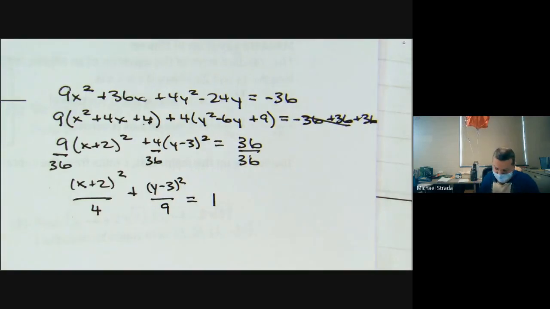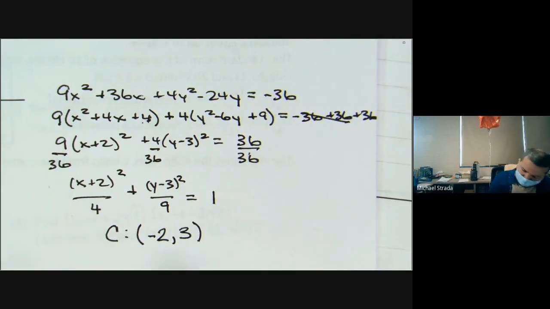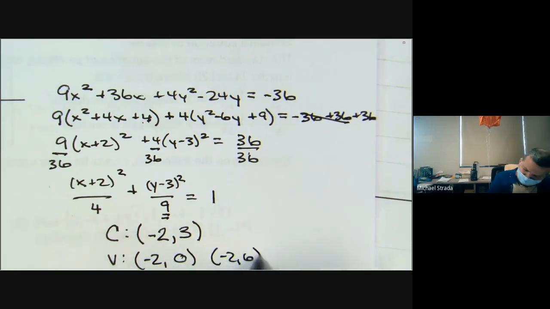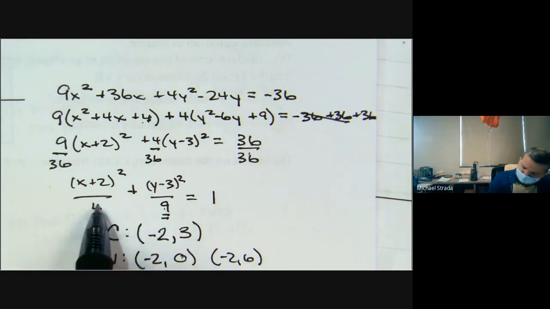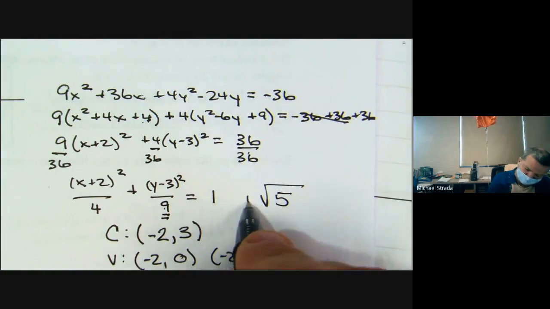Is it now in the format I want? Yes. My center is the opposite of positive 2, better known as negative 2, and the opposite of negative 3, which is 3. What's bigger, 4 or 9? 9 makes my y-axis the major axis, so my vertices are negative 2, 0, and negative 2, 6. Everybody good with that? Okay. Then my foci, what am I going to do with 9 and 4? Subtract. And that gives me the square root of 5.